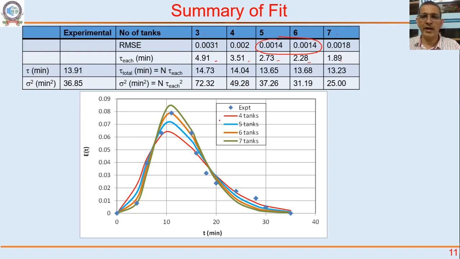You can compare graphically now. The red line is for 4 tanks, the blue line is for 5 tanks, this orange line is for 6 tanks, and this green line is for 7 tanks.